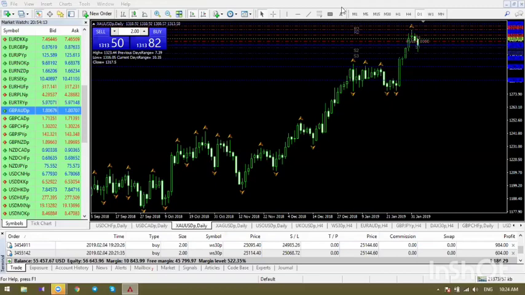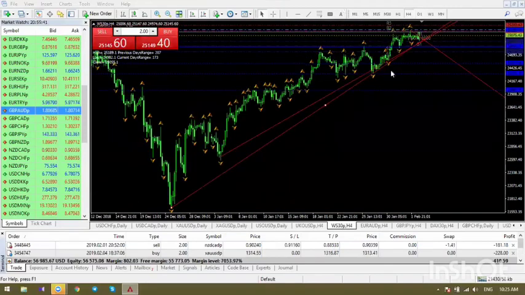Are you moving your pointer now? Yes, I am. Can you see it? No, I can't. Oh, sorry. Can you see it now? Yes.